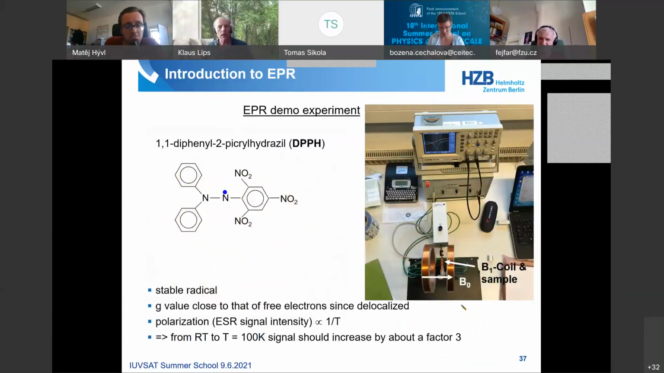Okay, now how do you measure? And so now we have here a little demo experiment. Because I could not bring it, of course, I had a student film it in the lab. And this is an experiment where we have a Helmholtz coil. I hope that you can see that.